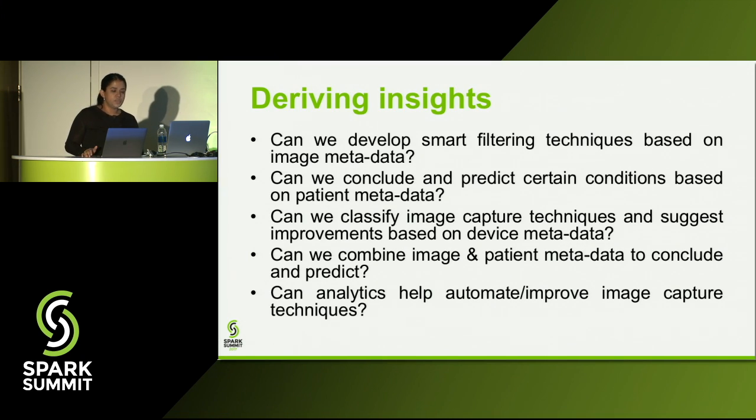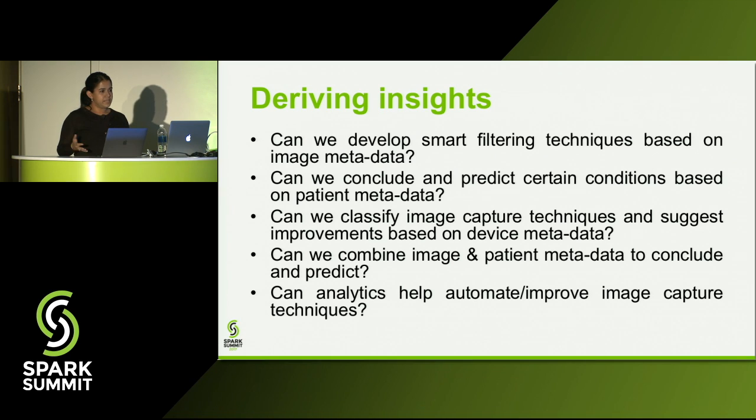Okay. So what are some of the insights that we can derive with this? So can we develop smart filtering techniques based on image metadata? So I have all of this information about the image. Can I do some sort of a search to maybe say I want to see only those images of females between 35 to 40 who've probably been diagnosed with breast cancer? Kind of like doing a Control F or a Command F on images, right? Instead of doing it just on text, to be able to come up with the images that you really only want to see.